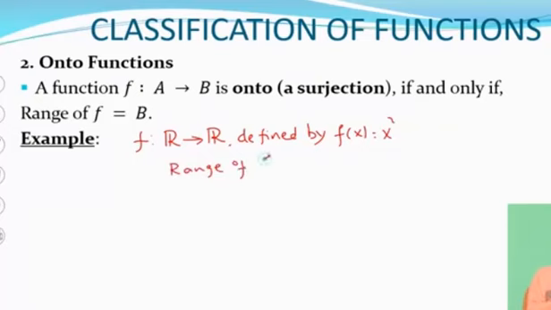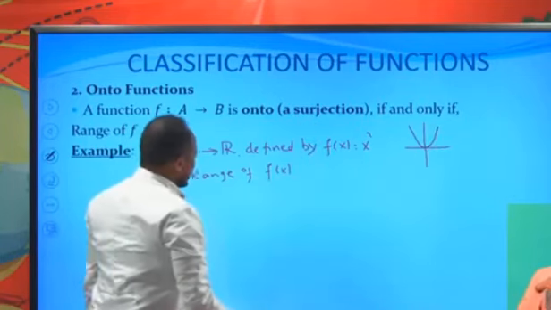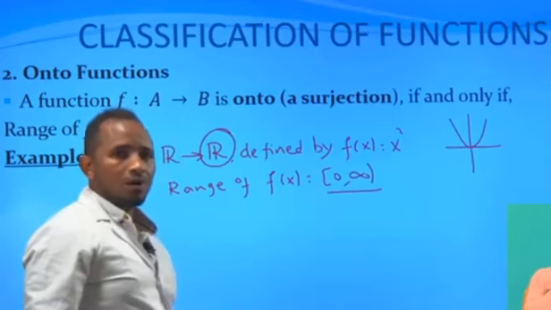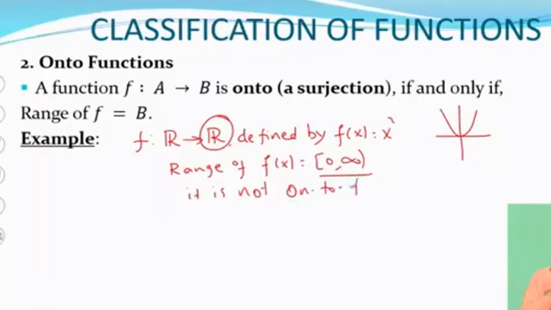So the range of f of x, when you draw the graph, is greater than or equal to 0. So its range is from 0 to infinity. This does not give you the real numbers. So because of this, this function is not an onto function. Okay, this is the first example.